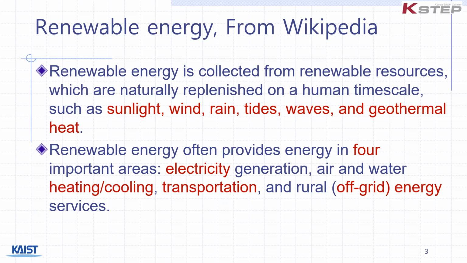So from Wikipedia, renewable energy comes from renewable resources, something like sunlight, wind, rain, tide, waves, and geothermal. Among them, ocean renewable energy can cover sun and wind and tide and waves and also geothermal heat too.